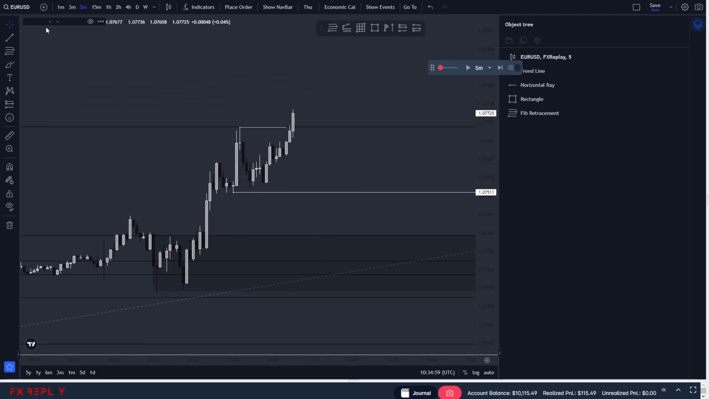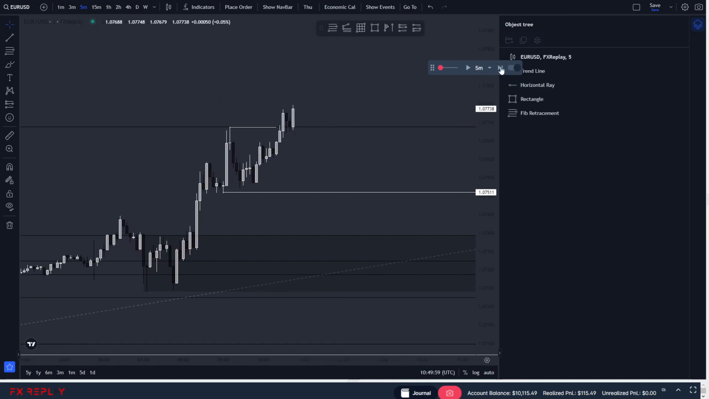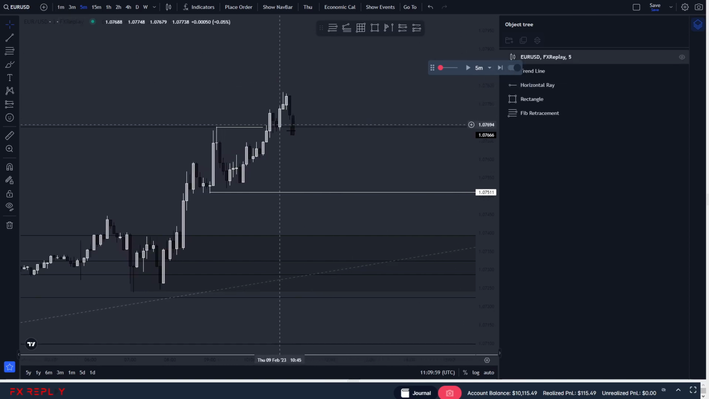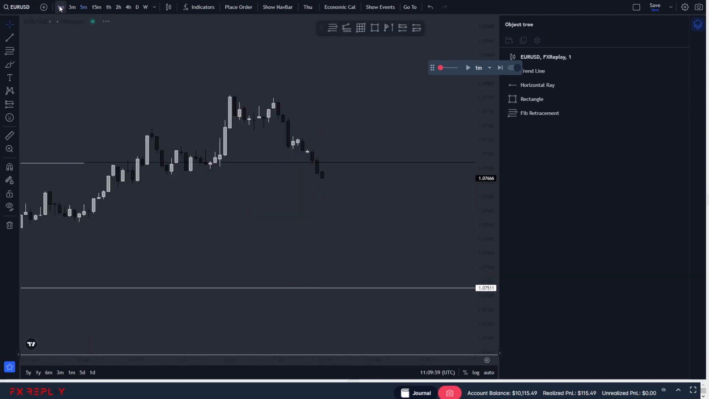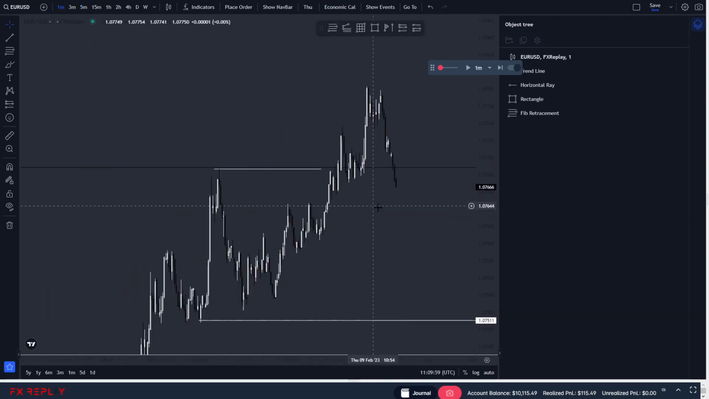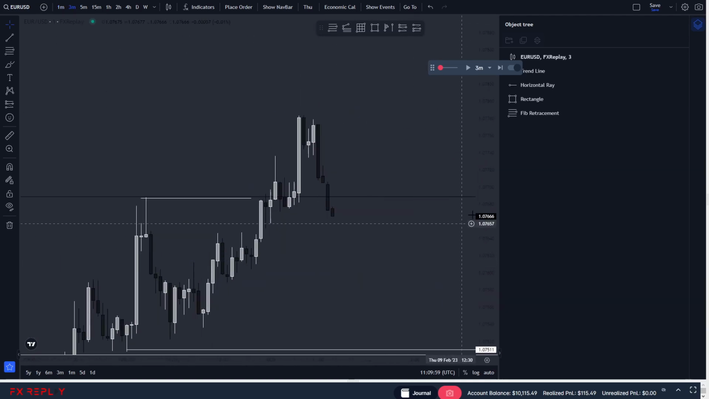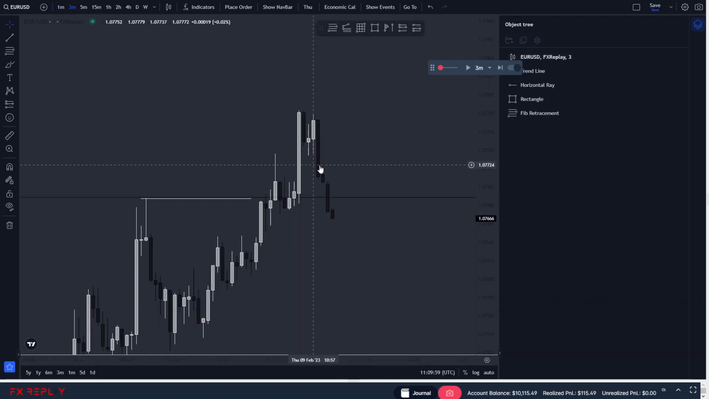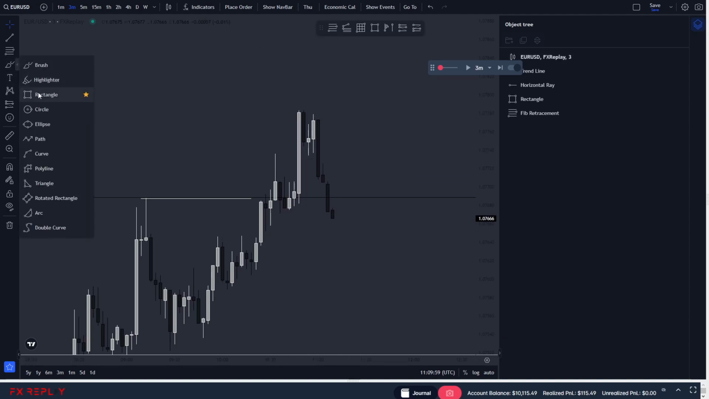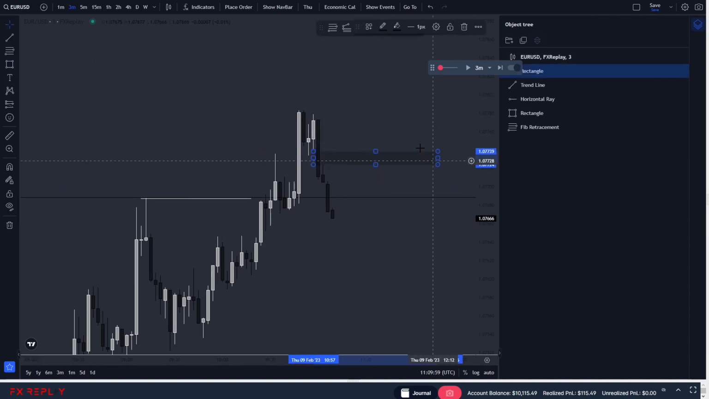Now you could even go in 1 minute to actually find your entry. But let's see what market does. Okay, now it made the impulsive down move. We can scale down to 1 minute and actually see what happened. We made a break of structure, or 3 minutes, wait. We made a break of structure leaving a fair value gap. So now I actually want to see if it retraces back into it.